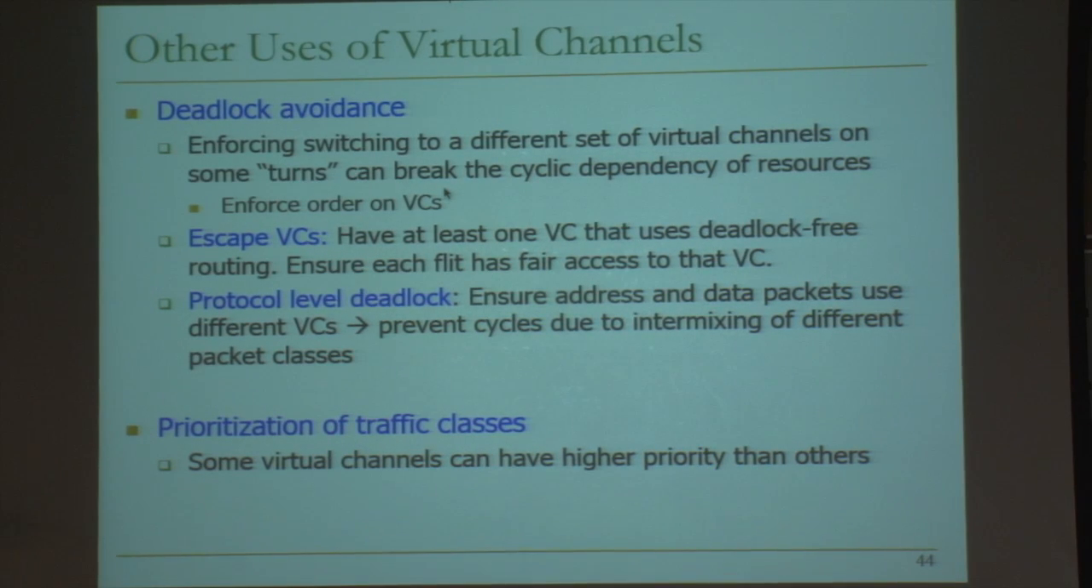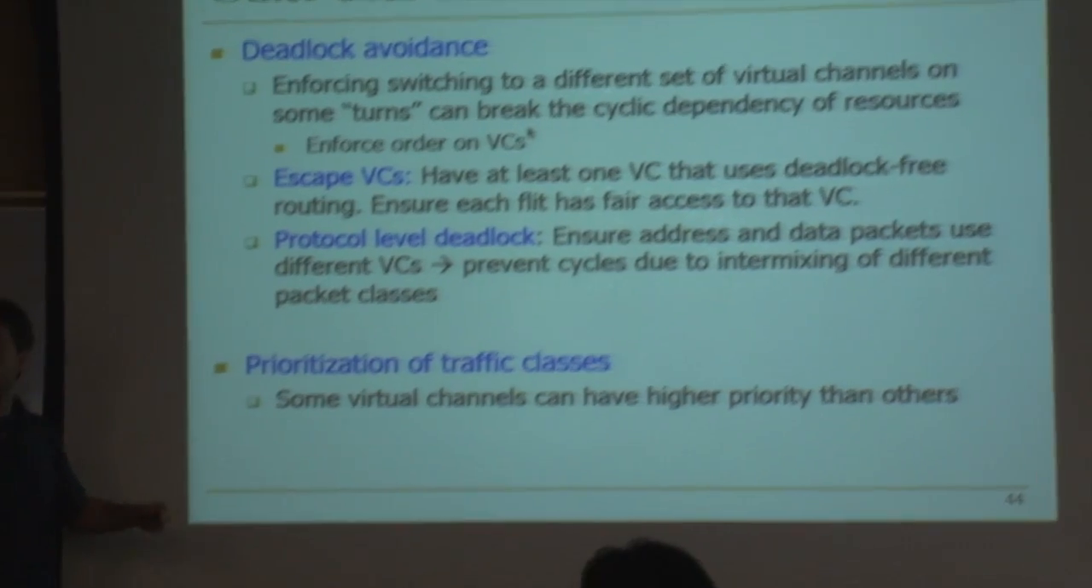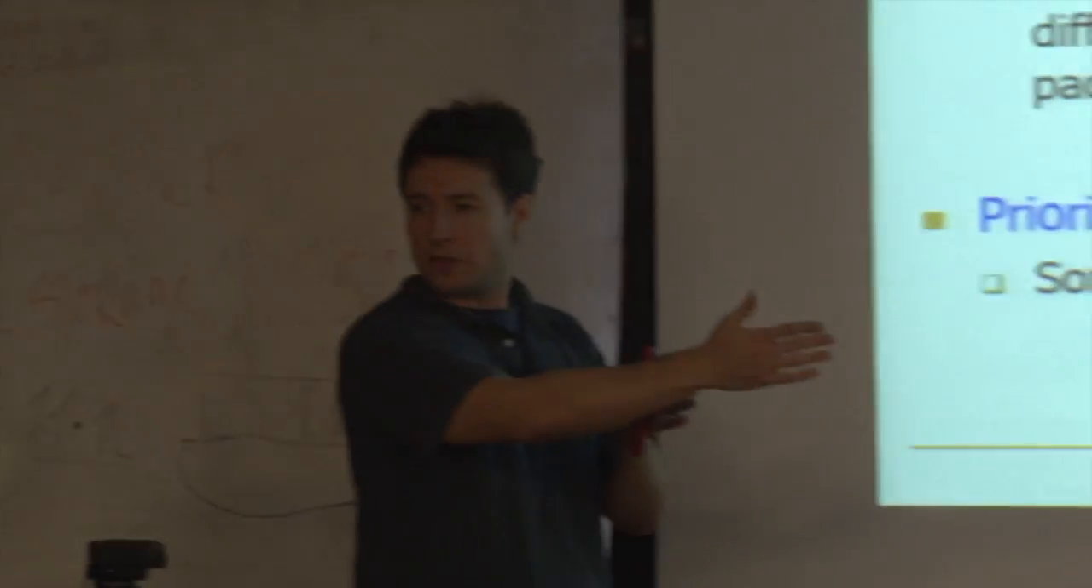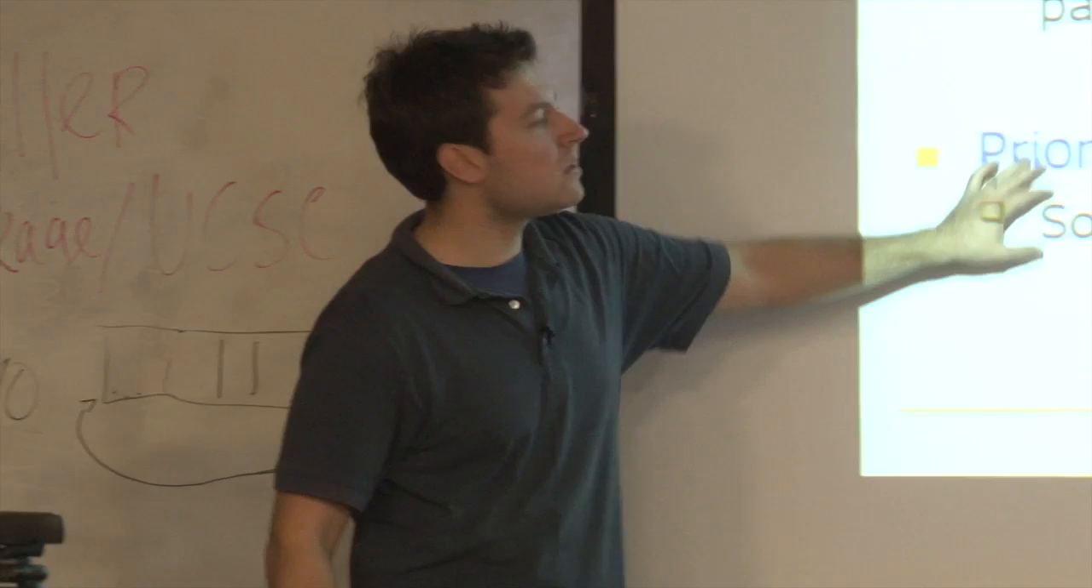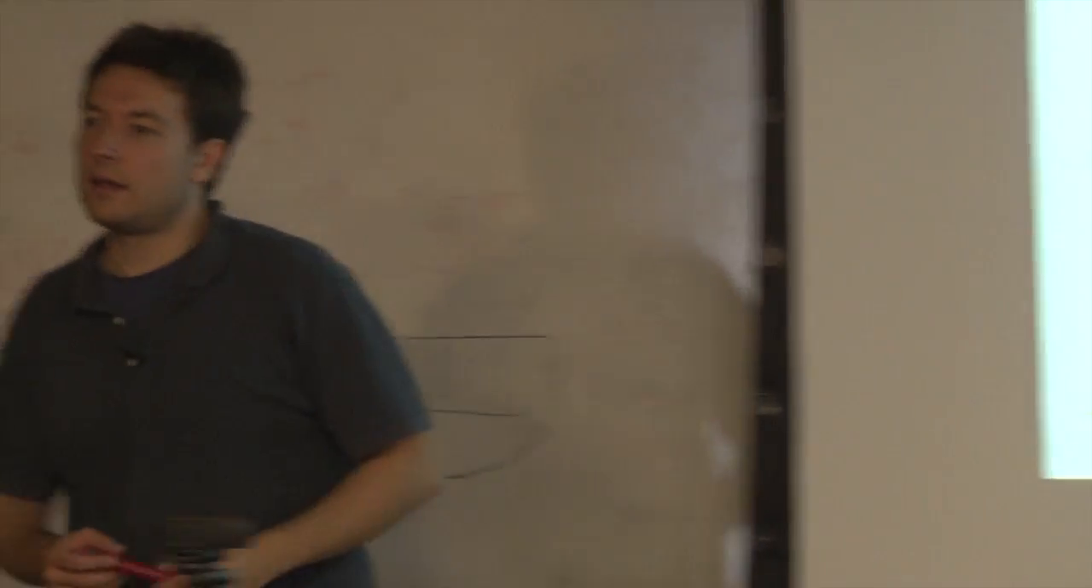In addition to deadlock, you can also use them for prioritizing different traffic classes. If you, for instance, have critical messages or control messages that you want to arrive at their destination sooner and bypass other packets, you can put them in a VC that has a higher priority than another one.